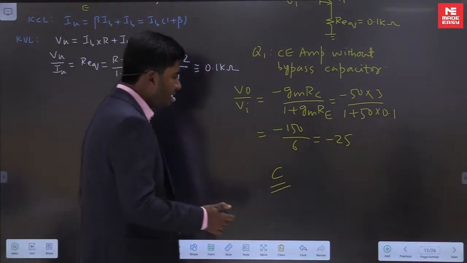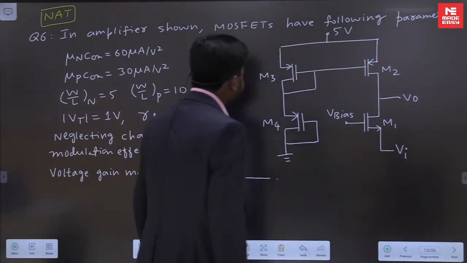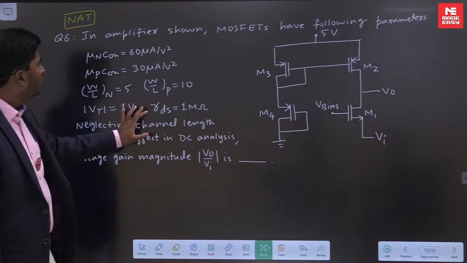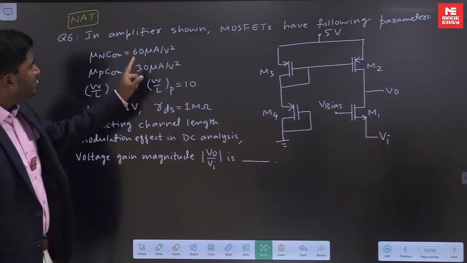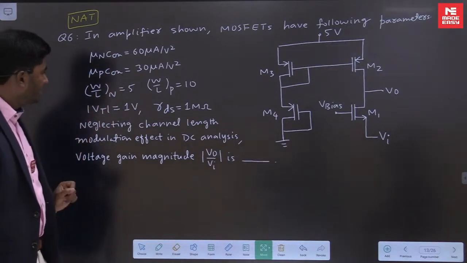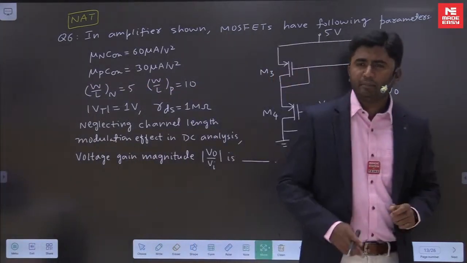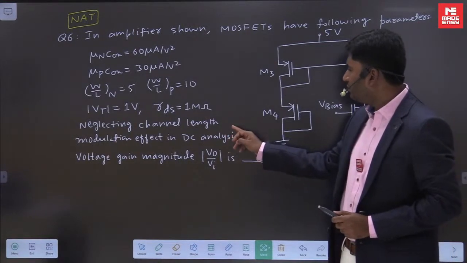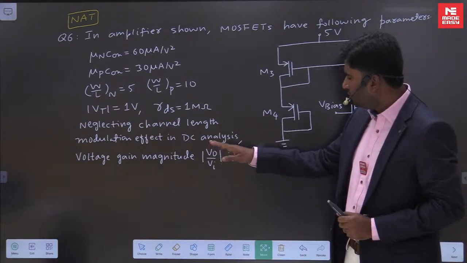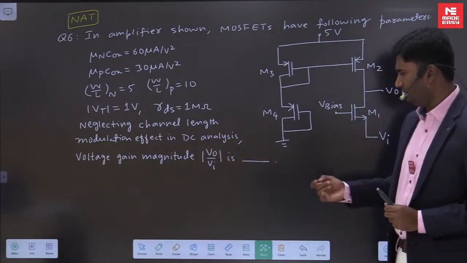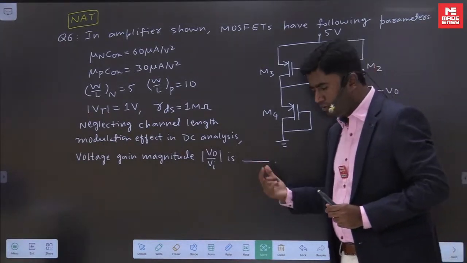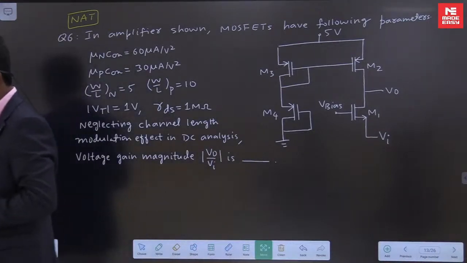Let's move to the next question. Well, another good quality question based on a MOSFET amplifier. In the amplifier shown, MOSFETs have the following parameters, and some hint is given here. Neglecting channel length modulation effect in DC analysis, what will be the voltage gain magnitude? It is a numerical answer type question. We have to obtain the voltage gain magnitude. Please think about this question.